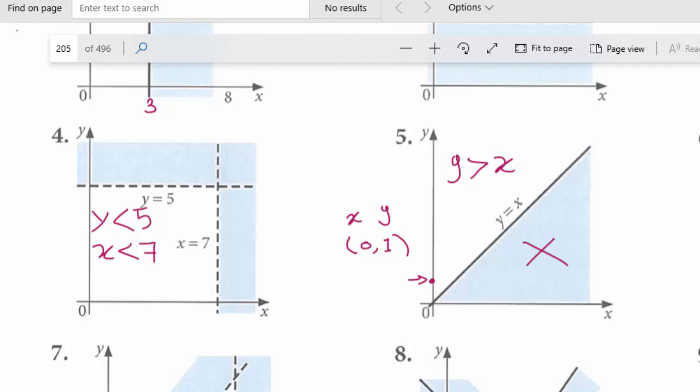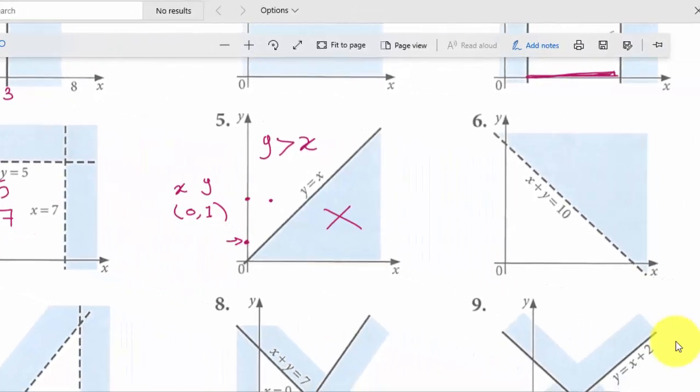Let's take another point in this region. This point, x is 0, y is 4. This point, x is 2, y is 4. So in all cases, y is greater than x. This is the inequality. And in the region below, x is greater than y. And on the line, x is always equal to y. There is no dashed line. It means an equal is necessary.